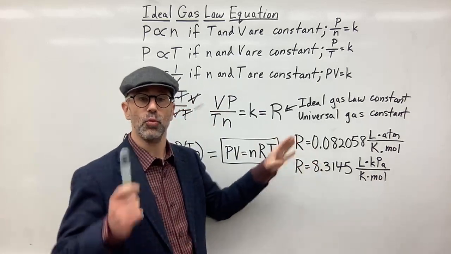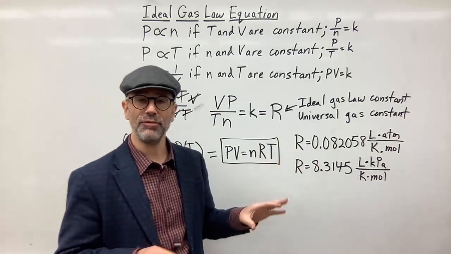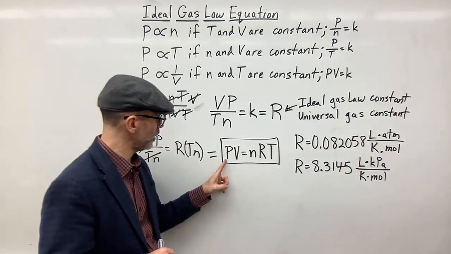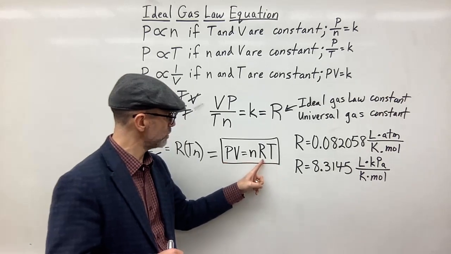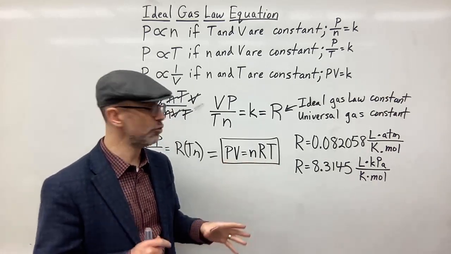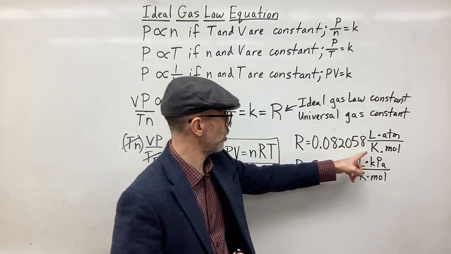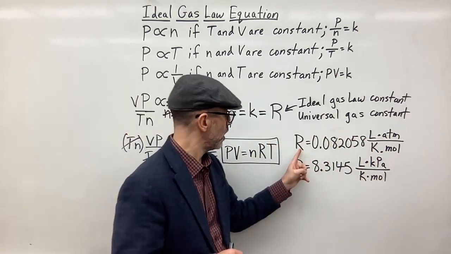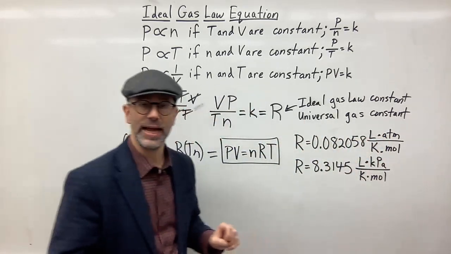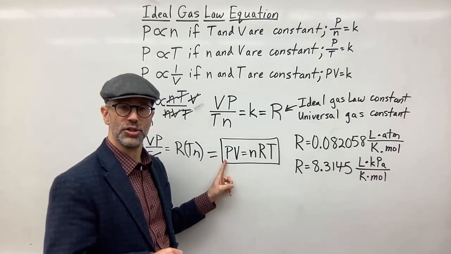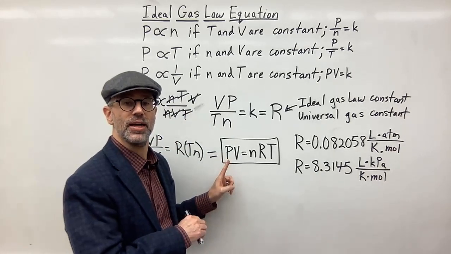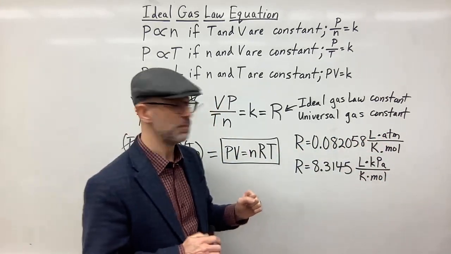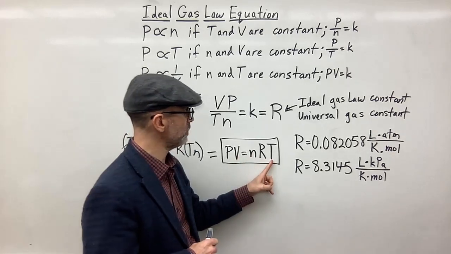Regardless of which one you use, if you're using this one here, then all of the other gas properties have to be in the proper unit. So if you're using this one, then your pressure should be in atmospheres because the constant has atmospheres as a unit. If you don't use atmospheres for pressure, then you're not going to cancel that out and you're not going to get the right answer. Also, make sure temperature is in Kelvin.